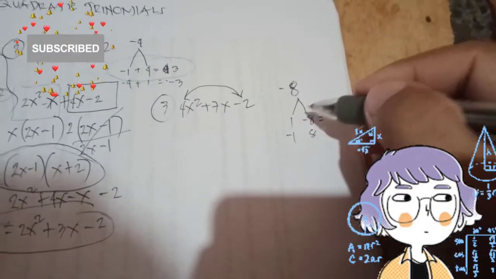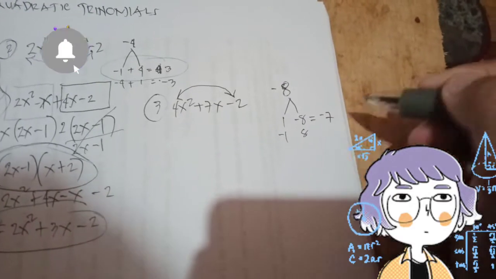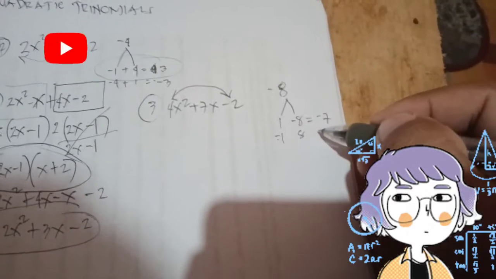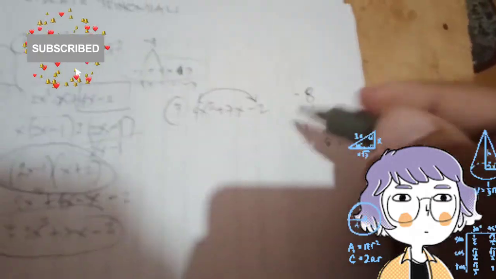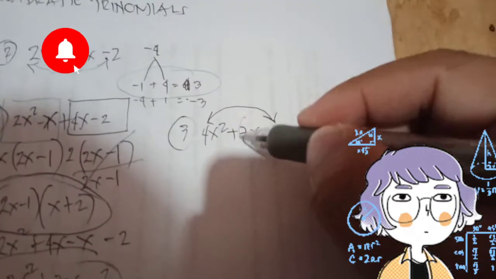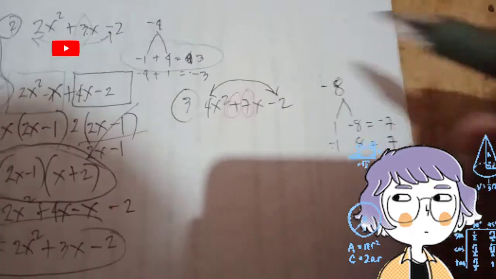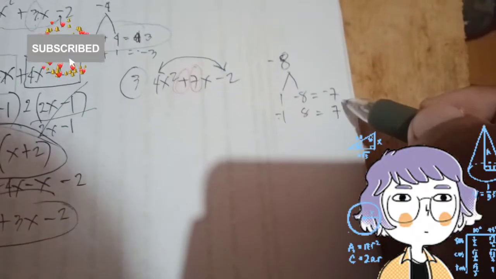Let's try to add these. 1 plus negative 8 is negative 7, and negative 1 plus 8 is positive 7. Looking for positive 7, so check also the sign. It's positive 7, so you have to use this one.